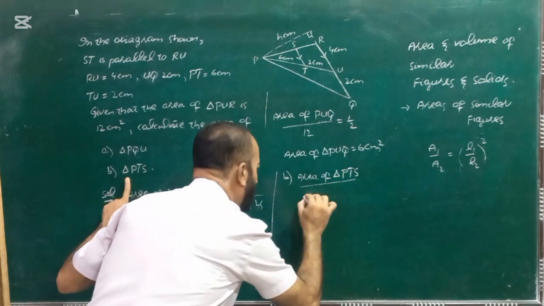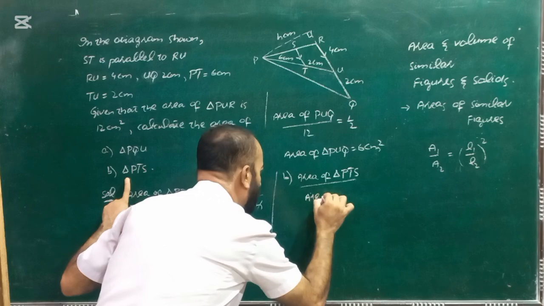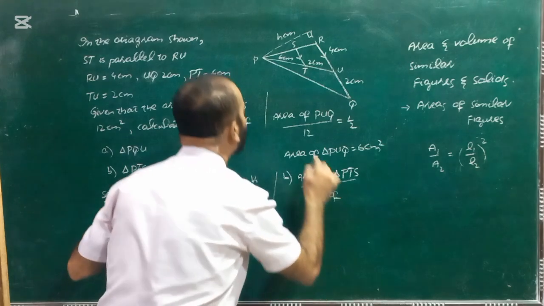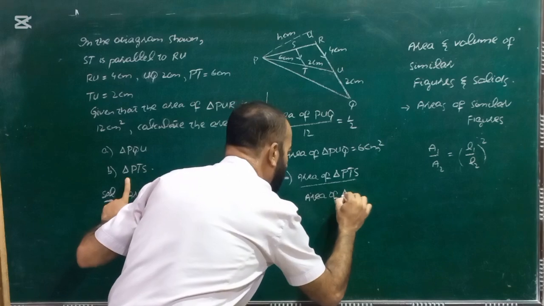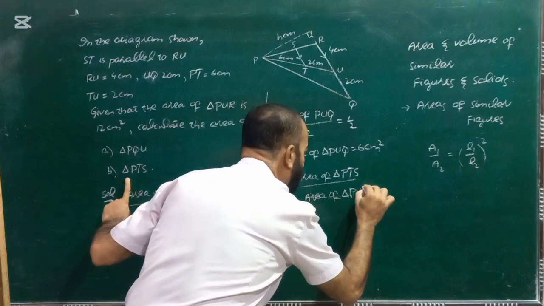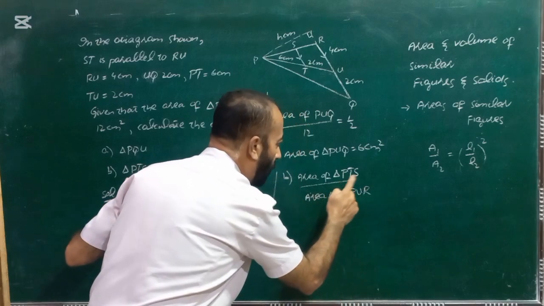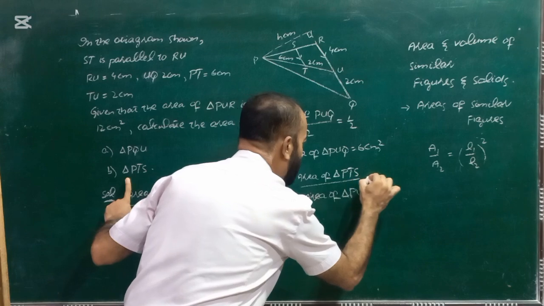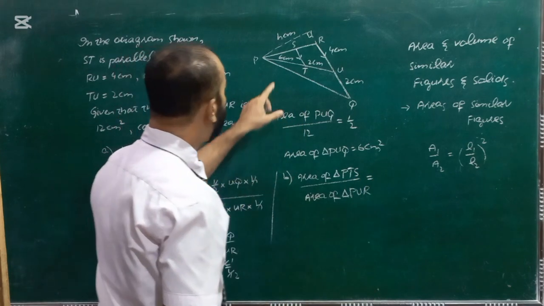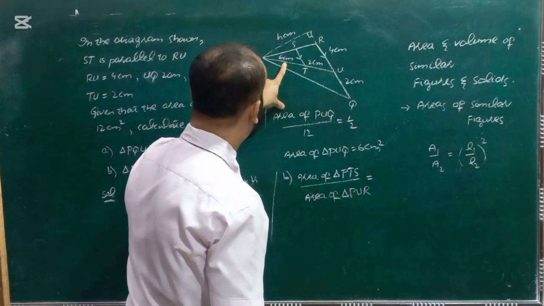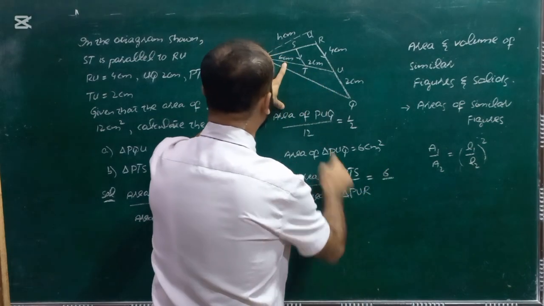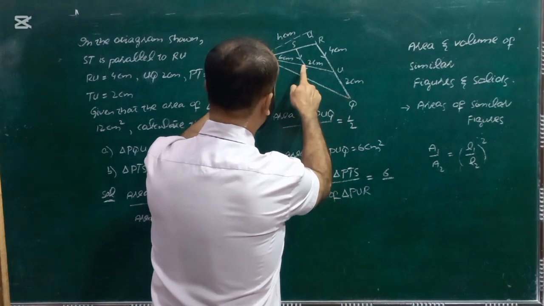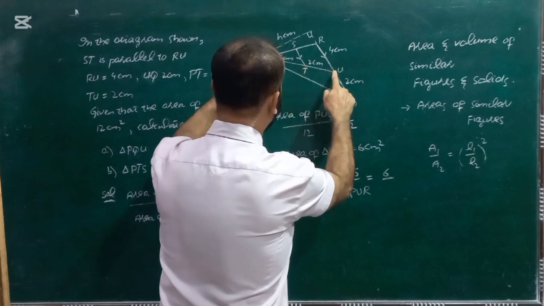Over area of PTS and PUR. Also you have to be very careful about the order of the letters. Okay, PTS side is given 6 and PUR side is given total 8, because 6 plus 2 will be 8 of the bigger side.